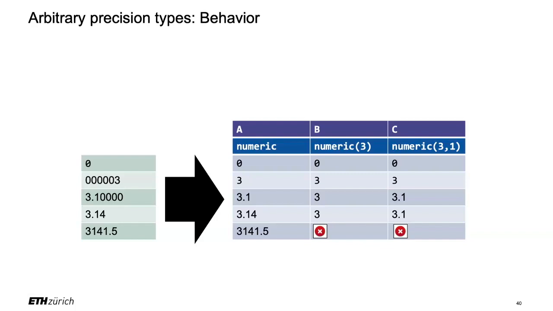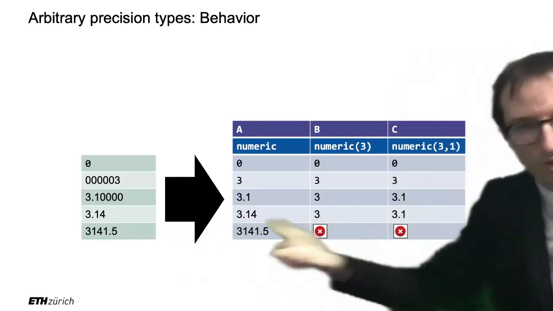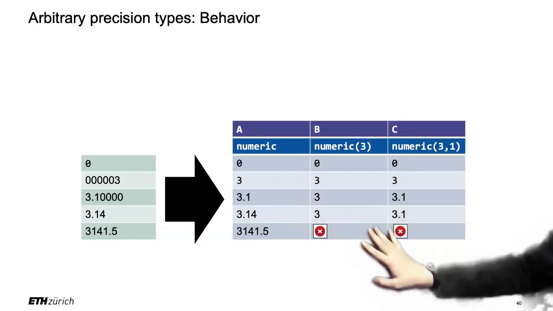Numeric 3 can store 3 digits, and then the decimal period is after that, because there's no scale, so it's 0. So it's 3 digits. What can you store in 3 digits? Anything between 0 and 999. So anything 1,000 and larger, don't even think about it. It doesn't fit in there. So this is the logic here, and this is why you get an error here. This is larger than 1,000. This is larger than 100. So it just doesn't fit.